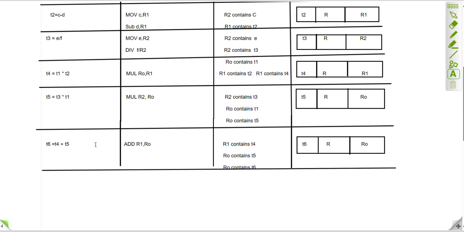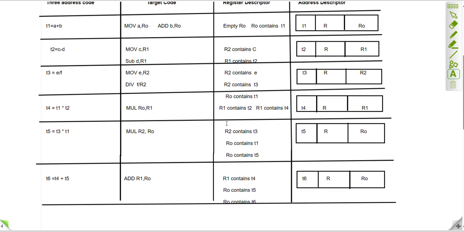And the last thing, we need to store the resultant into T6. So T6 = T4 + T5. Now we add R1 and R0, because T4 is present in R1 and T5 is present in R0. So finally R0 contains T6, and T6 is stored in R0.